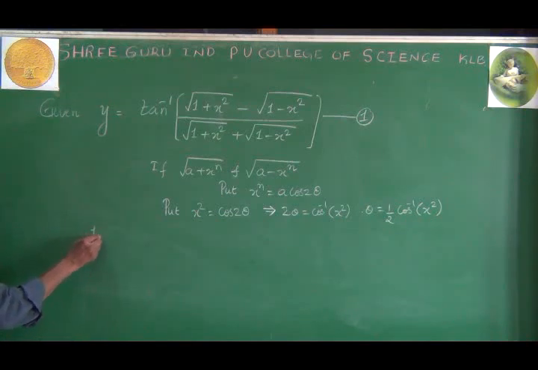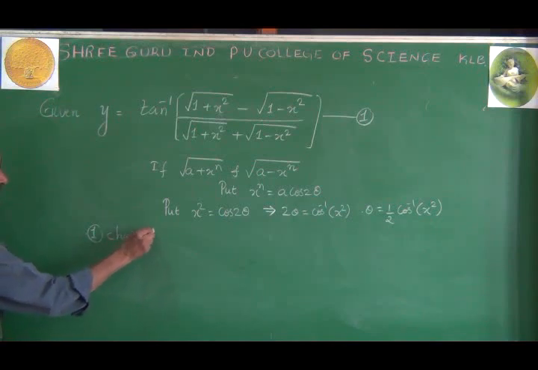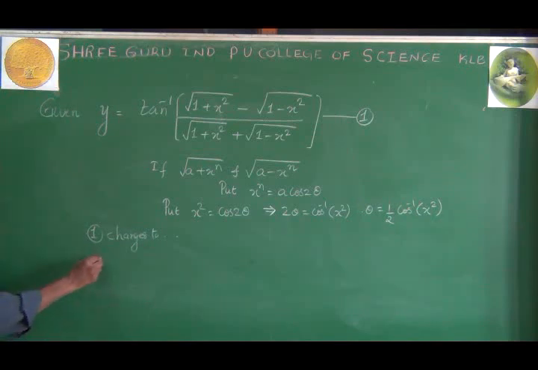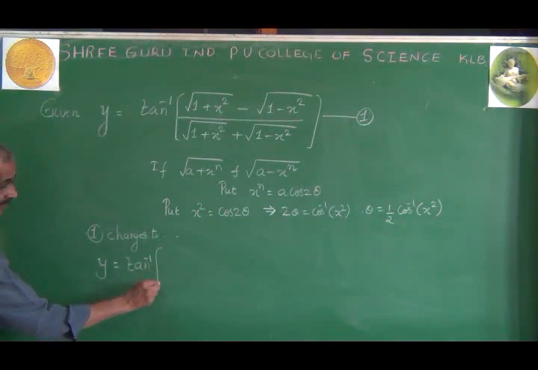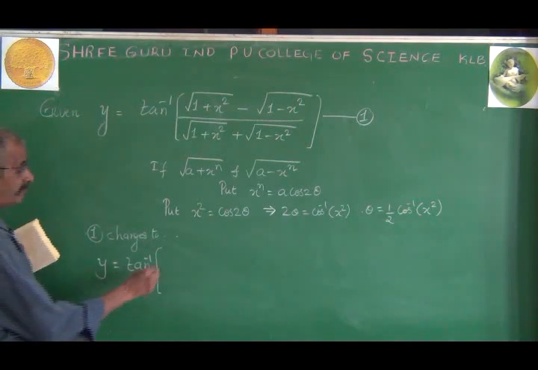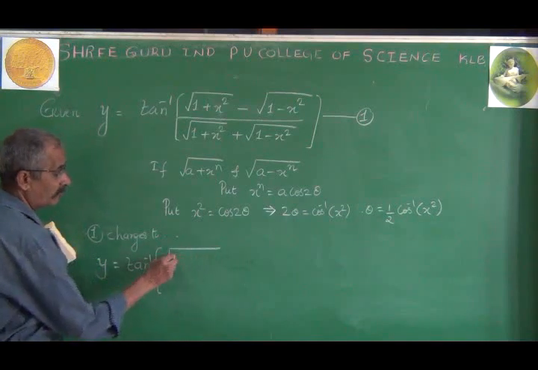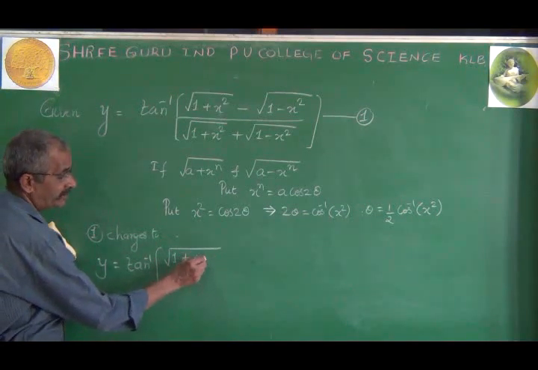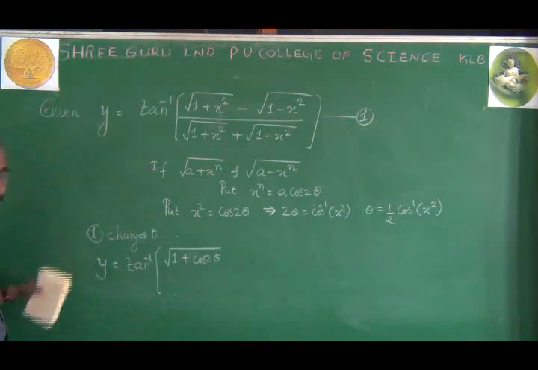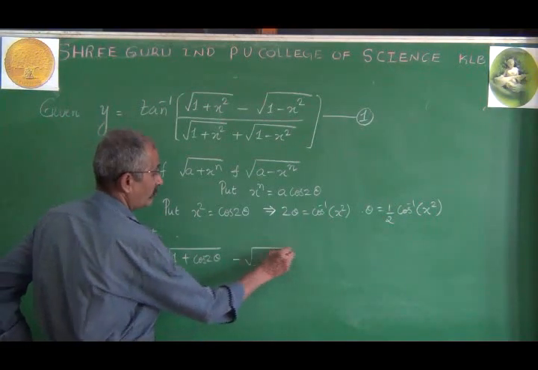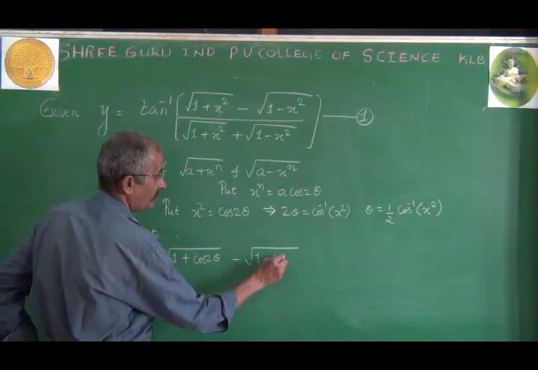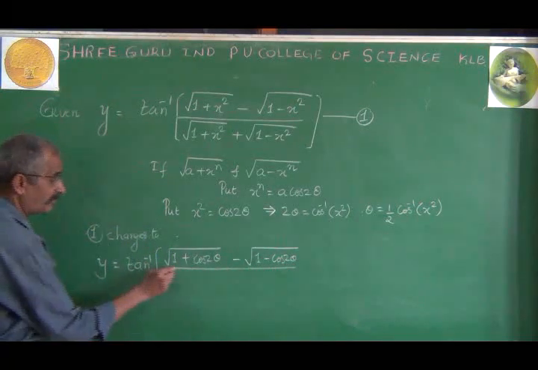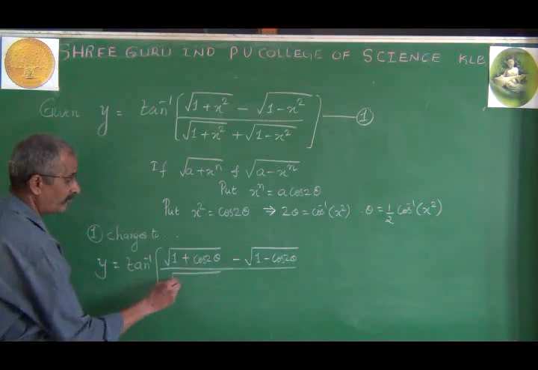Therefore now 1 becomes y equals tan inverse of square root, with brackets maintained very properly, under root of 1 plus x square, taken as cos 2 theta, minus square root of 1 minus cos 2 theta, whole divided by root of 1 plus cos 2 theta plus root of 1 minus cos 2 theta.